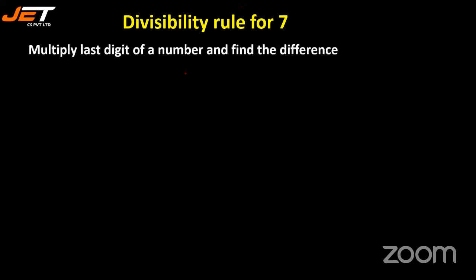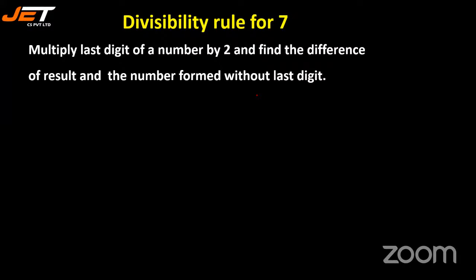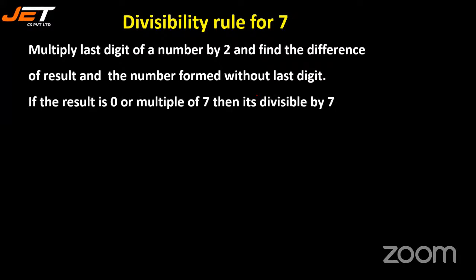Now let's do the divisibility rule for 7. What is the divisibility rule of 7? Over here, the divisibility rule of 7 says that you have to multiply the last digit of the number by 2 and find the difference of the result and the number formed without the last digit. If the result is either 0 or a multiple of 7, then it is divisible by 7.